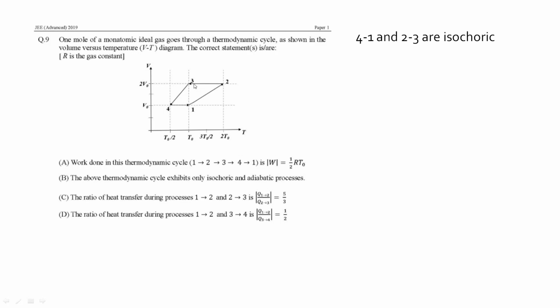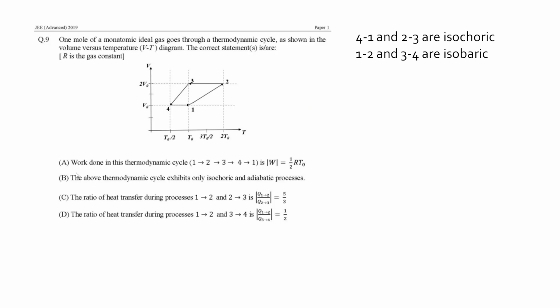Now the same is the case with 3 to 4. Here 3 is the initial state and 4 is the final state. In 3 you can see that the temperature is T0 and the volume is 2 V0, but when it comes to state 4, its volume reduces by half, that is V0. At the same time, the temperature also reduces to half, that is T0 by 2. So again, in this case, volume is directly proportional to T. So we can say that this process is also isobaric. So processes 1 to 2 and 3 to 4 are isobaric.